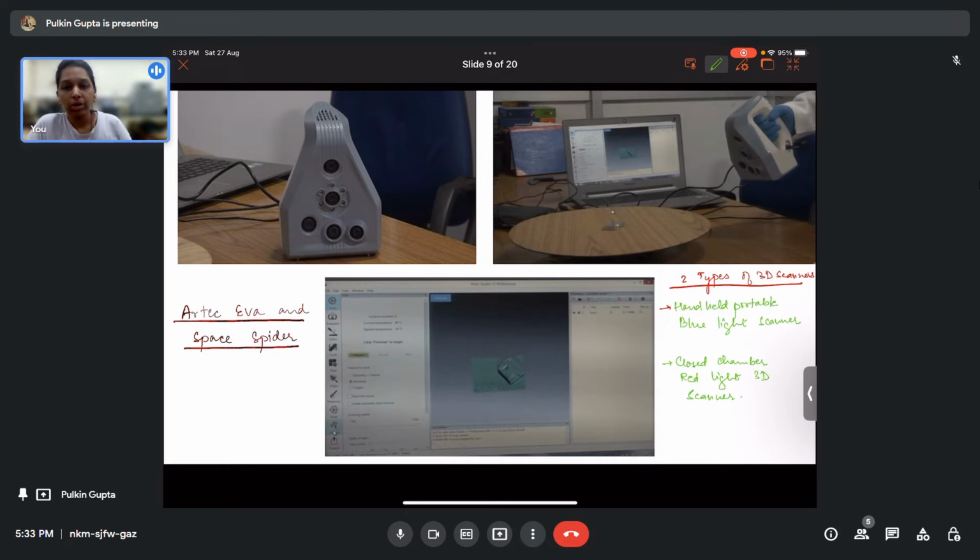So this particular one is the Artec Space Spider type handheld scanner. These snapshots are taken from the lecture videos itself. So in the middle, this is the laser source or the light source.